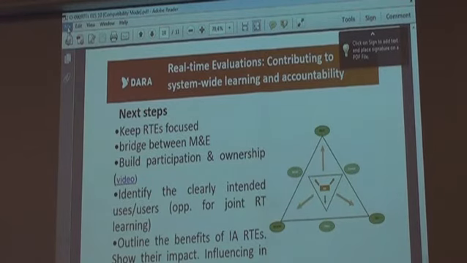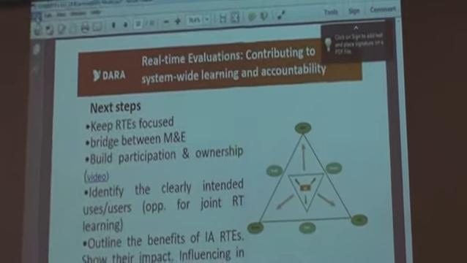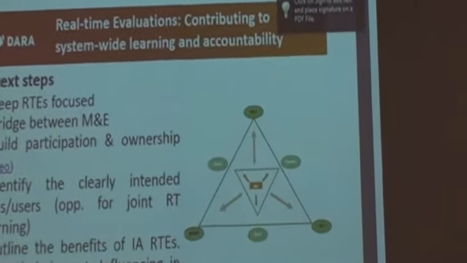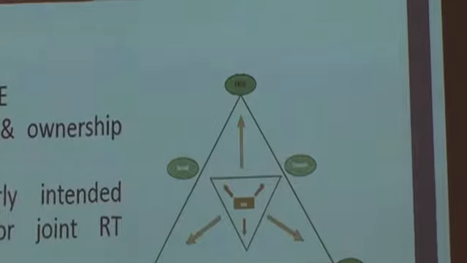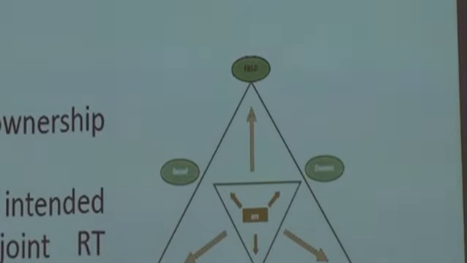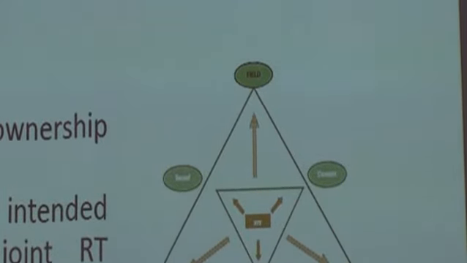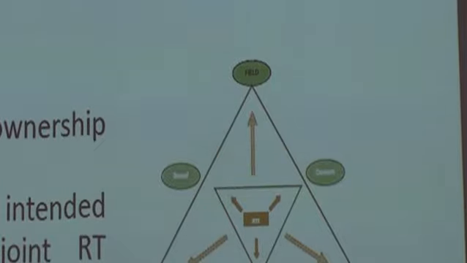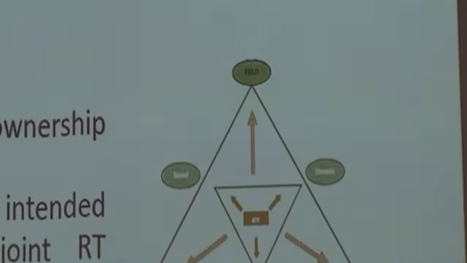Next steps: you need to keep real-time evaluations focused. They should bridge the gap that exists between monitoring and evaluation. You need to build participation and ownership, where the evaluator at the end acts as a facilitator in the process. It's not something that you impose, especially when you're validating the findings, conclusions, and recommendations. You need to outline progressively the benefits of these real-time evaluations, as in any evaluation process, for them to be useful. The element that you especially need is to trace their impact.